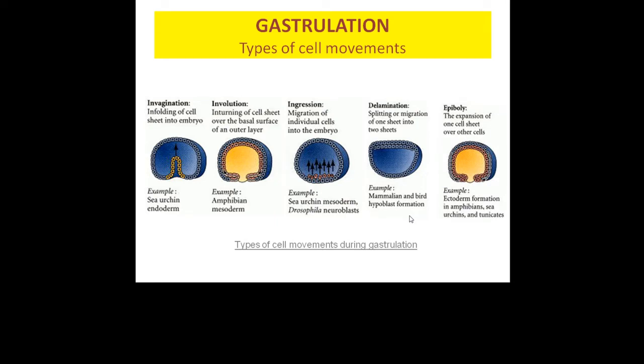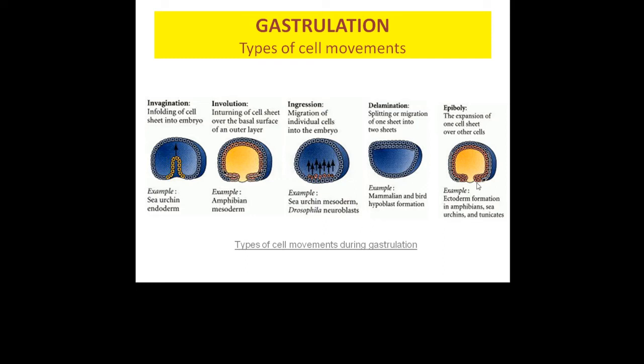And the last one is epiboly, which is expansion of one sheet of cells over other. Here, epiboly is shown by the blue colored sheet of cells which are covering the yellow colored sheet of cells on the outside. This kind of movement is seen in ectoderm formation in amphibians, sea urchins and tunicates.